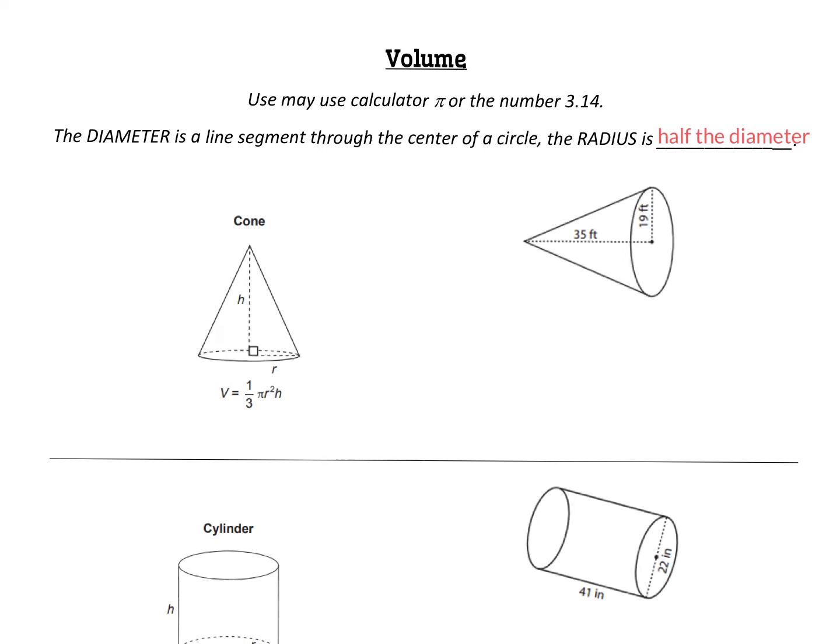A simple review of volume involves having to go through and look through that formula sheet to make sure that you are understanding how those formulas are working. Something I do want to point out is that whenever you're looking at the formula sheet, they do use pi, which you can use calculator pi or the number 3.14.